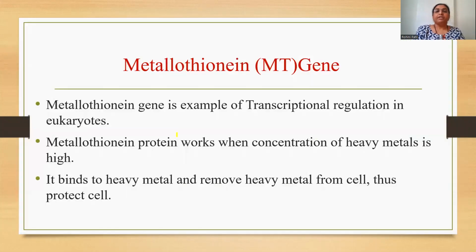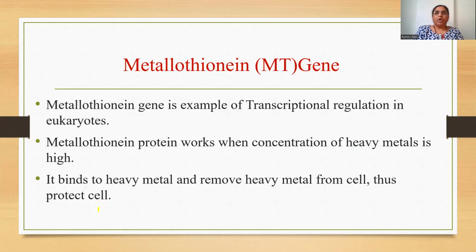The example here is the metallothionein gene. It is a gene which is an example of flexible gene expression control. The metallothionein gene is an example of transcriptional regulation in eukaryotes. The metallothionein gene is going to express the metallothionein protein, which works when the concentration of heavy metals is high. It binds to the heavy metals and removes the heavy metals from the cell, thus protecting the cell.